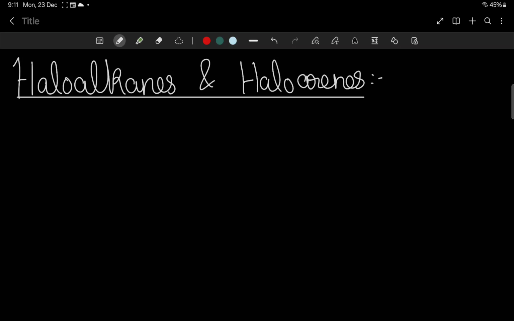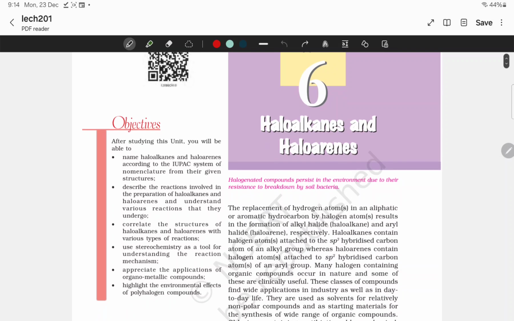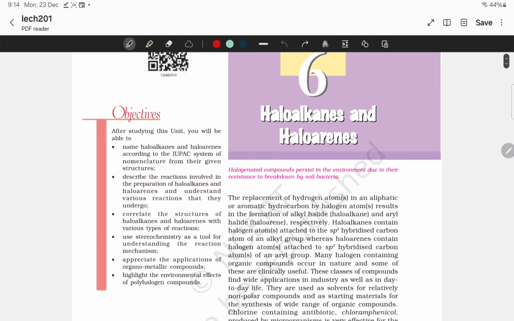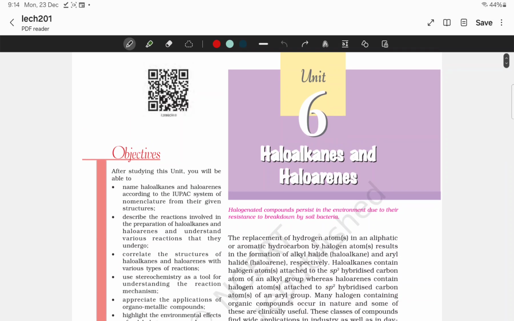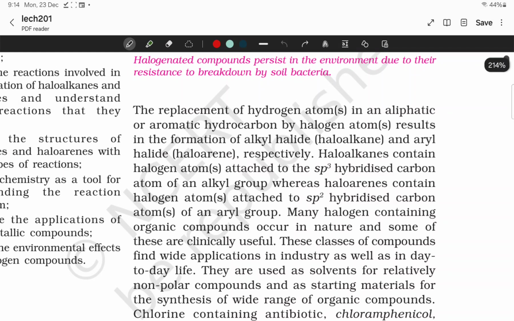So we will be dealing with the textbook order. So first, this is the NCERT chapter, Haloalkane, Haloarene, 6th chapter. There are a lot of things written in this first paragraph. Always don't forget to read these first paragraphs. They may ask some direct questions from this paragraph.